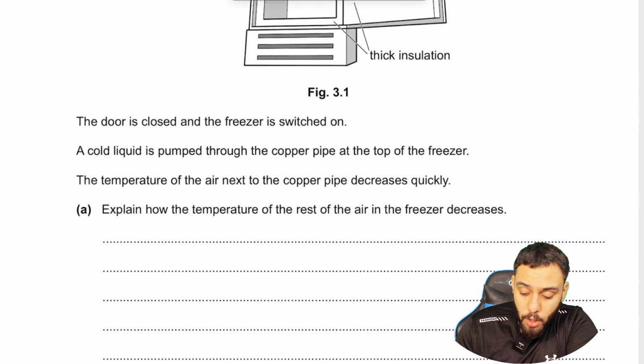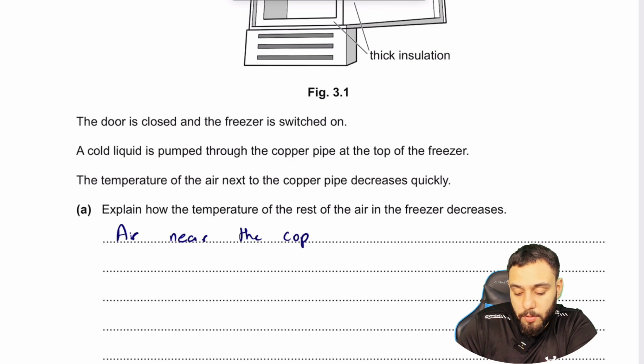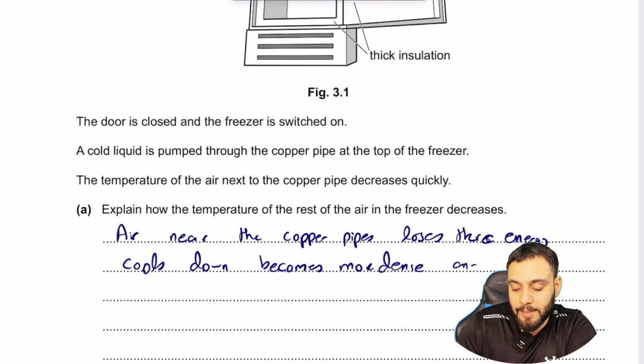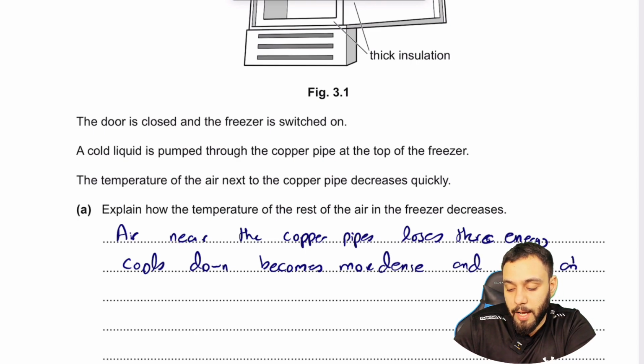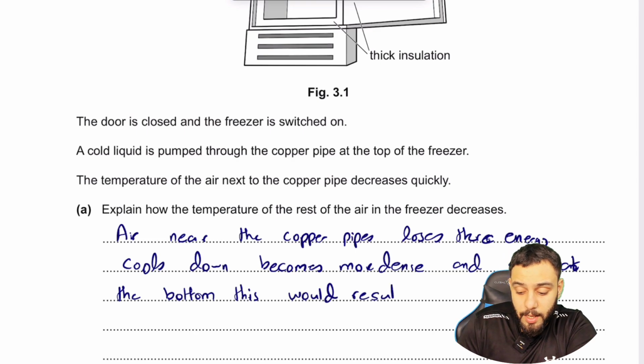Okay. So, explain how the temperature of the rest of the air in the freezer decreases. I would answer along these lines: air near the copper pipes loses its energy, cools down, becomes more dense, and sinks to the bottom. This would result in the formation of a convection current.